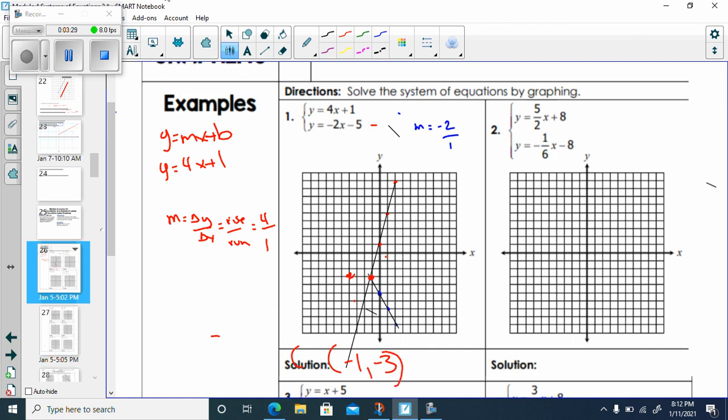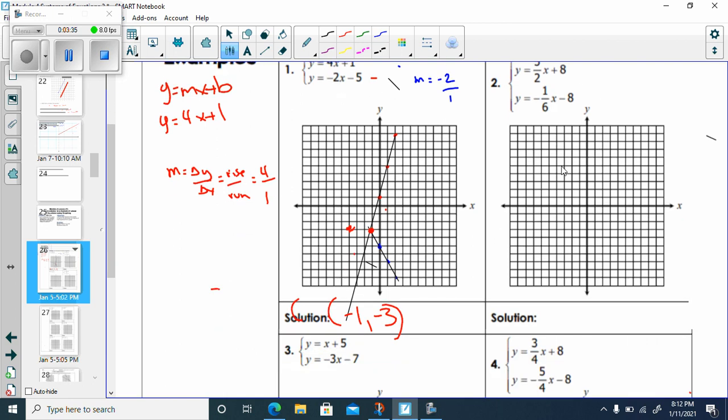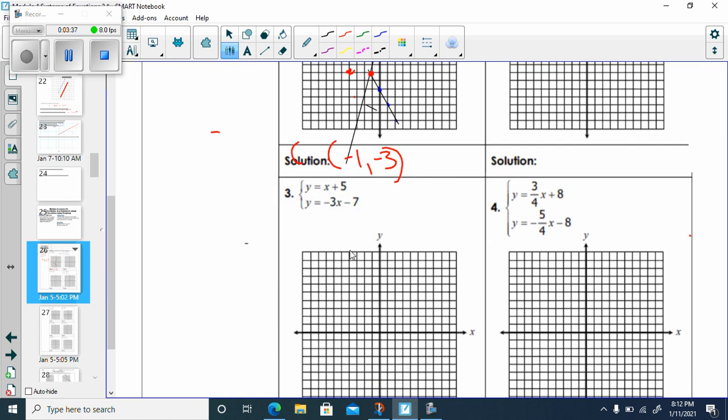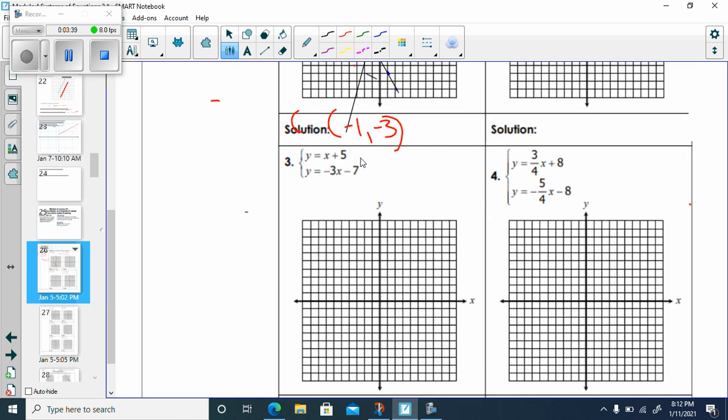Let's look at the second one here. Oh, no, I'm sorry. We're not doing the second one. We're doing the third one. Let's go down to the third one. If I'm plotting this one, y is equal to x plus 5. My b starts at 5. So we go to 5: 1, 2, 3, 4, 5. My slope isn't shown, so we know it is 1. That would be up 1 and over 1.